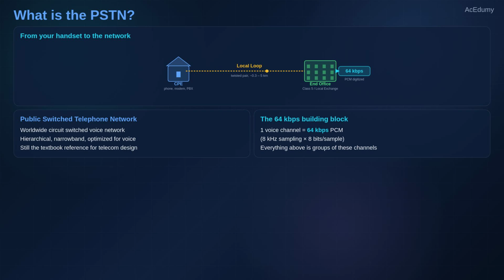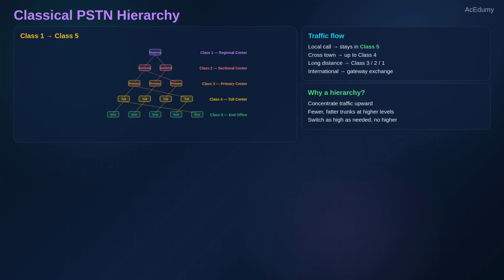It carries an analog voice signal that, inside the end office, is digitized into a 64 kilobit per second PCM channel. 64 kilobits per second is the fundamental currency of the PSTN. Everything above this layer is built by grouping these channels together. Now let us climb the hierarchy.